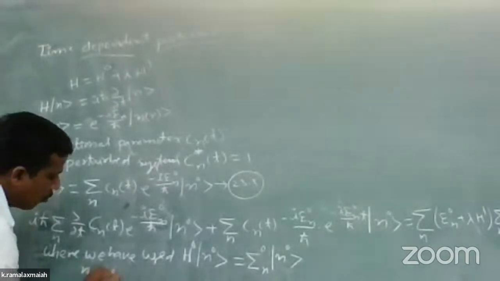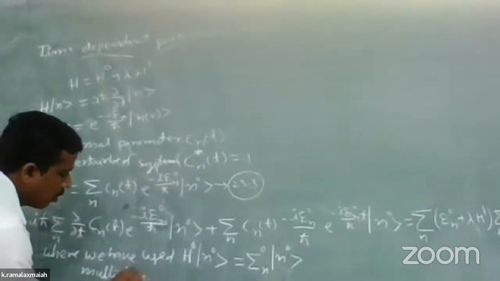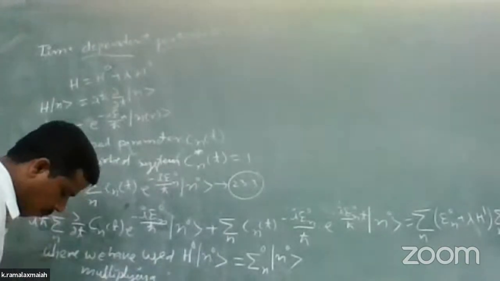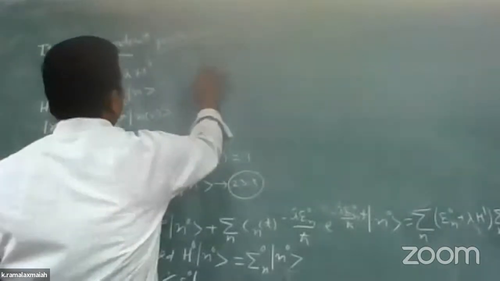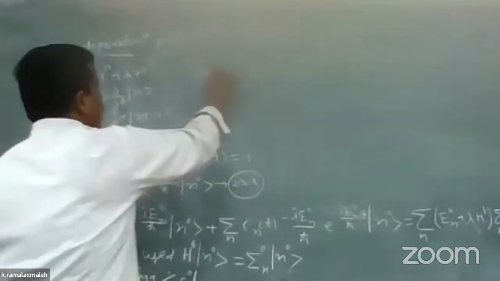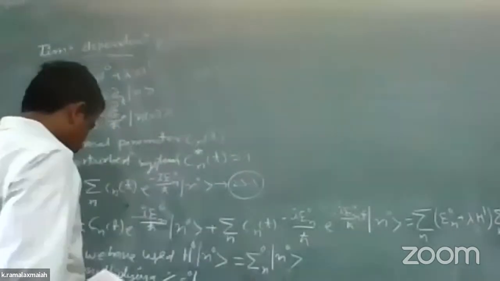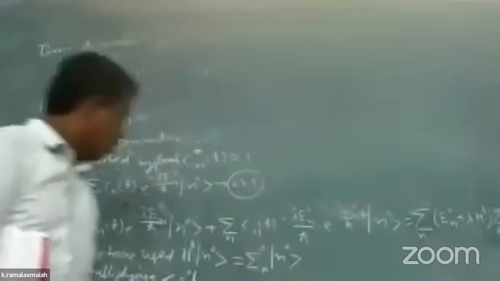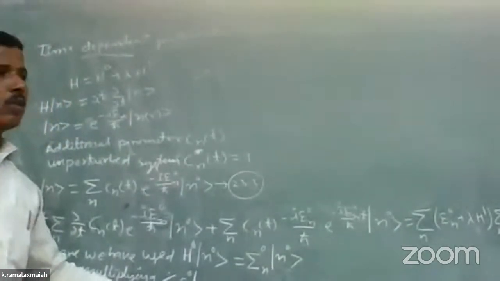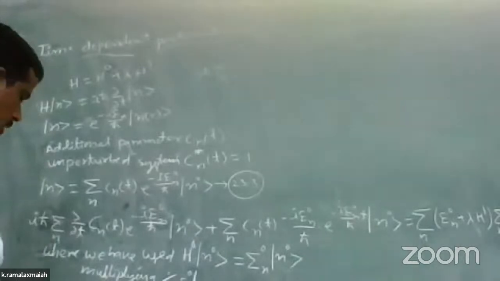So let's multiply this equation by bra psi s naught, and that is the equation we get.